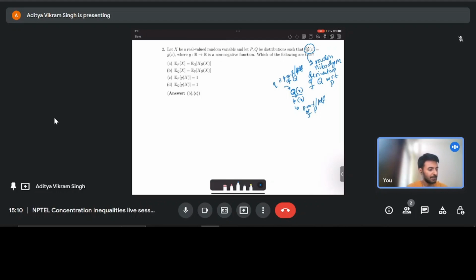So this is the standard property, basically the definition of dQ by dP(x). Suppose we want to compute the expected value of some random variable with respect to Q, and suppose computing expectations with respect to P is easier. Since you are changing your measure, by measure I mean these probability distributions, you have to multiply this X by something, and that is this Radon-Nikodym derivative.